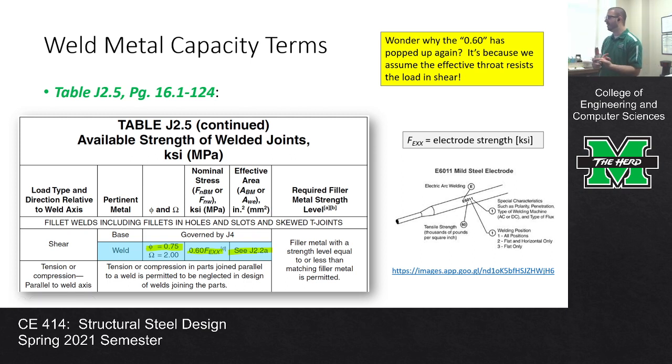So we have a phi of 0.75. We have the electrode strength, which is 0.6 times FEXX. And what's that 0.6 popping up again? We're talking about welds and shear. It's because we assume the effective throat resists the load in shear. 0.6, von Mises yield criterion. I told you, anytime there was a shear, there's a 0.6 in there somewhere. And finally, the area. The area says see section J2.2. I made your life a little easier on that one.